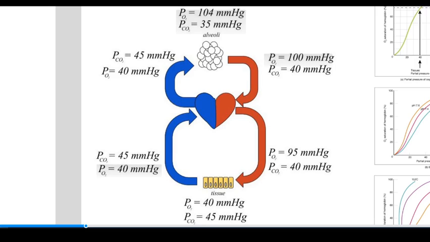Then when we get to the tissue, the partial pressure of oxygen in the blood at 95 millimeters mercury is much higher than the partial pressure of oxygen in the tissue at 40 millimeters mercury. So oxygen moves into the tissue.